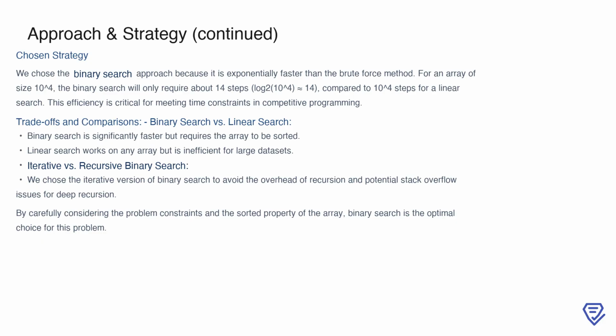When comparing binary search to linear search, binary search is faster but requires the array to be sorted. On the other hand, linear search works for any array but is far slower for large datasets. We also considered the iterative versus recursive implementations of binary search and decided to use the iterative version. This avoids the overhead associated with recursive calls and eliminates the risk of a stack overflow in cases where deep recursion might occur. By leveraging the sorted property of the array and focusing on efficiency, binary search is clearly the optimal choice for solving this problem.